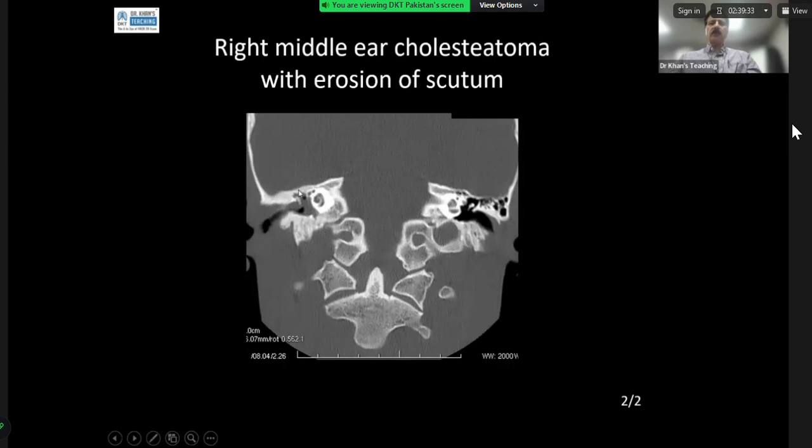This you did very well. This is the tegmen tympani, which is the roof of the middle ear cavity. Now, this portion, which is here, is the scutum. You did very well that it is eroded. There is soft tissue opacification and maybe a bit of erosion. And your diagnosis that this is a cholesteatoma was correct. We will come back to that. Good, well done.